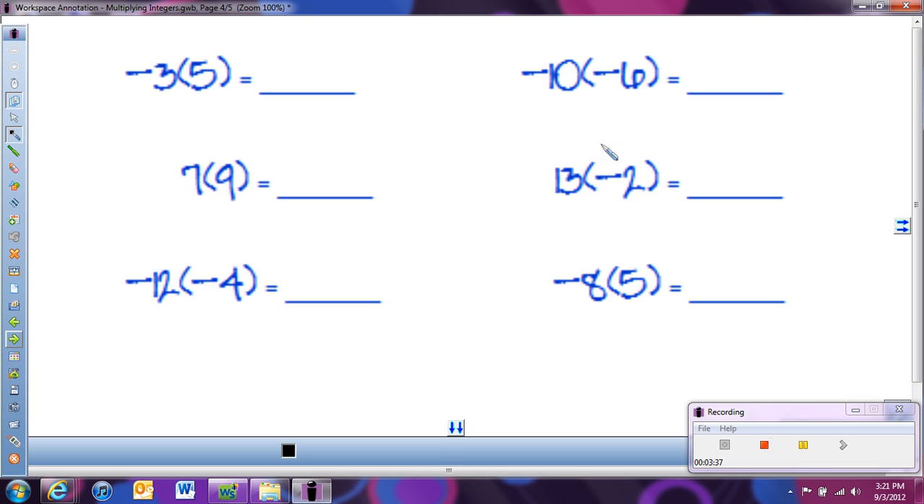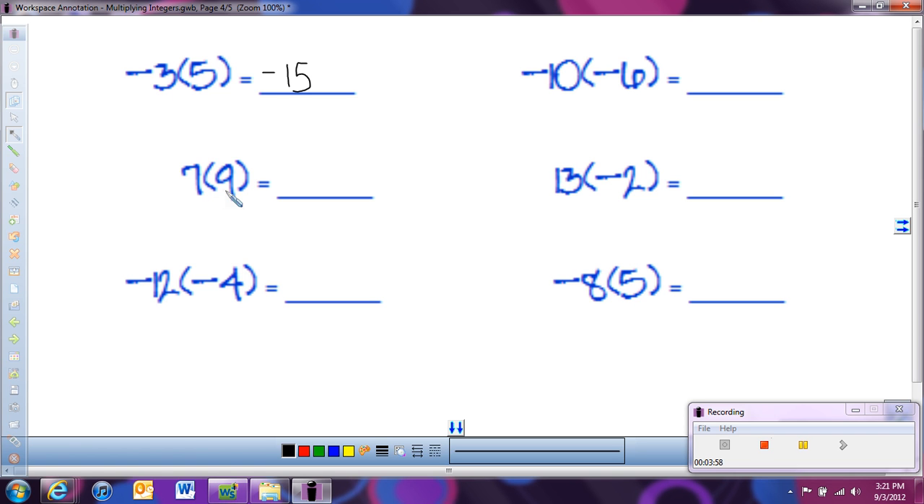But let's try some actual problems just to make sure we get this idea down. First of all, in this first one, we have negative 3 times 5. This is like that one negative person at the party, one positive. That one negative person is just dragging us down. They're going to make our answer negative. So 3 times 5 is 15. Our answer will be negative 15 because we have one negative number.